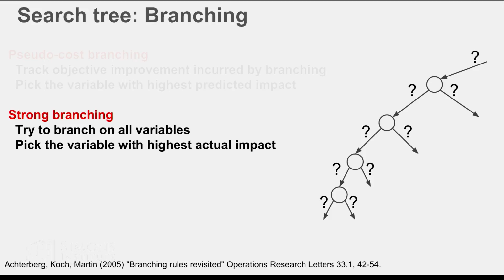Then there is strong branching. Strong branching is usually done at the beginning. Here, you do not really accumulate knowledge, but you just try to branch on everything. You solve all the relaxations and pick the branch which has the highest value of the objective.